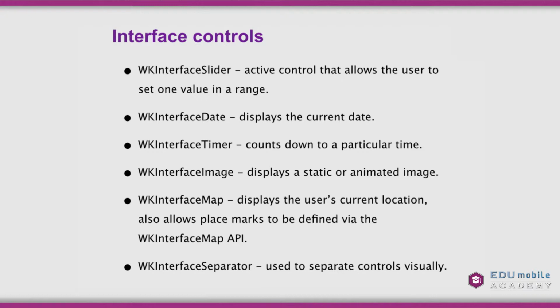We can also display something like an animated GIF in a WKInterfaceImage. Map is a kind of control, just like a UIMap or a MapKit map, it displays the user's current location by default. We can also use the WKInterfaceMap API to define placemarks to display a particular other place that we want the user to see. A separator separates controls visually, so it's a bar or a line, a horizontal line across the screen of the watch.